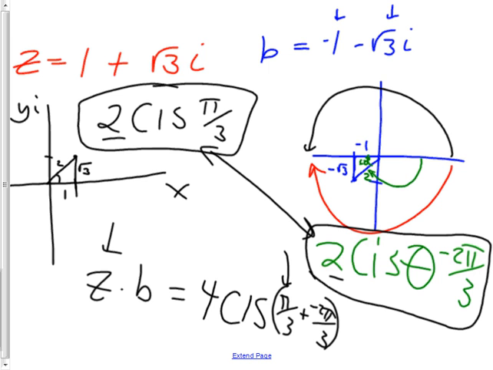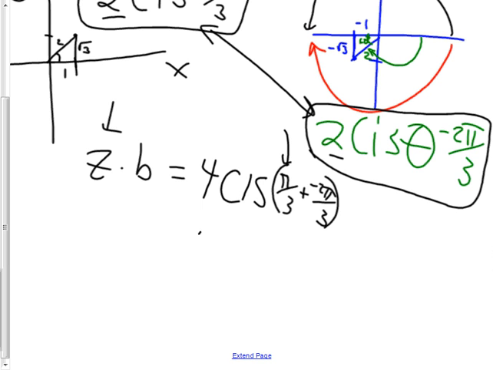Since they have the same denominator, this one's pretty easy. It's the final answer. 4 cis, what? Negative pi over 3. We just multiplied them. Now just think for a second.